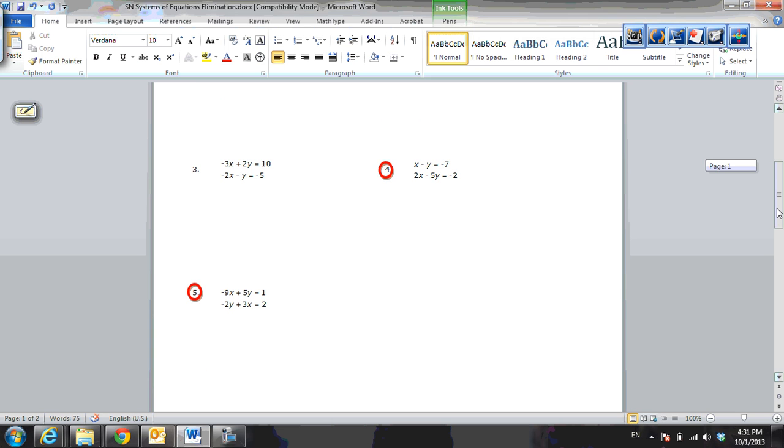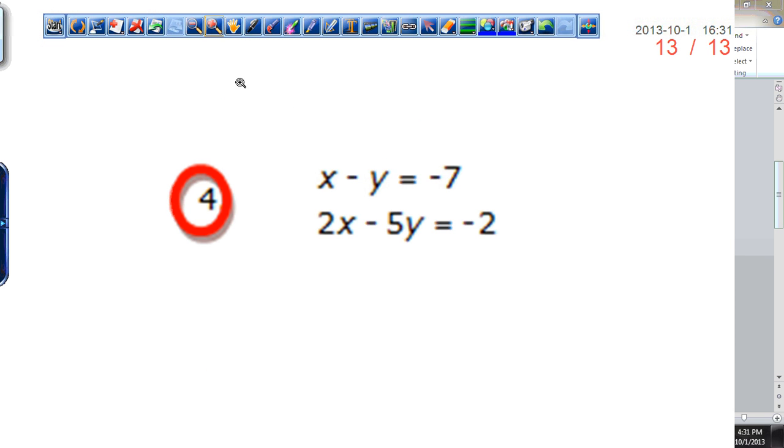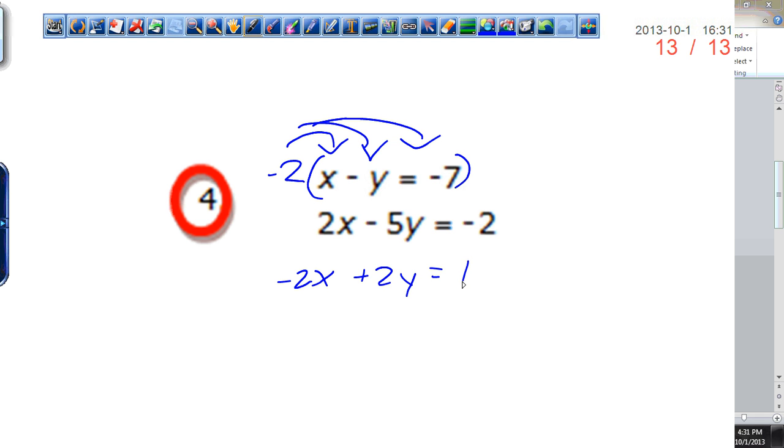Number 4, and then we'll do number 5, and then it's pretty much easy after that. Number 4, as we see, if we were to add these together, nothing would cancel out. We get 3x, we get negative 6y, none of that would cancel out. So multiply the top by 2. Oh, wait, let's do negative 2 so they would cancel out. So distribute, do all that fun stuff. So I get negative 2x plus 2y equals 14. And the bottom one stays the same.